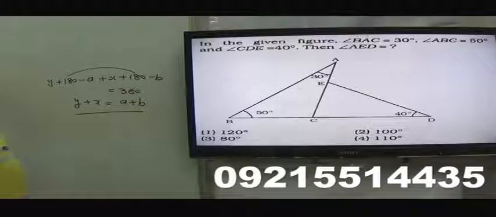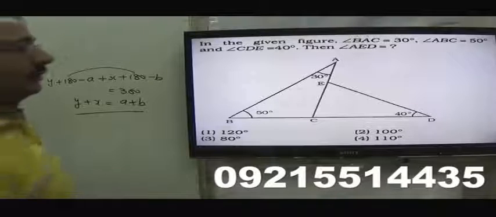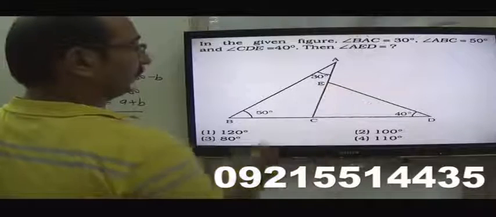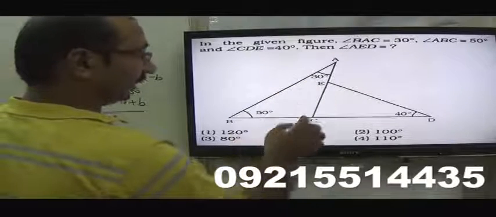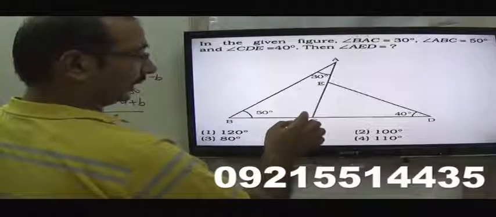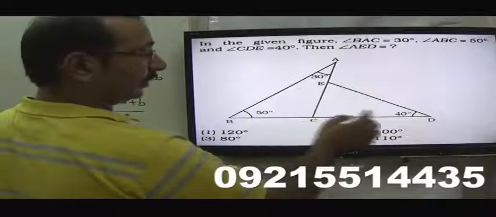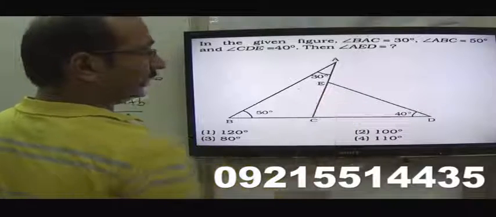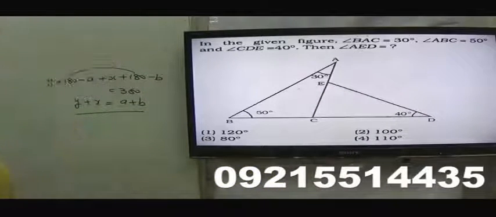In the given figure, angle BAC 30 degrees, ABC 50. These angles are given. We have to find angle AED. This angle I have to find out. What I can say 50 plus 30 80. It means this must be 100. ये 100 है तो ये कितना हो गया 80. 80 plus 40 120. This must be 60. I have to find AED. That is 120. First is my answer.